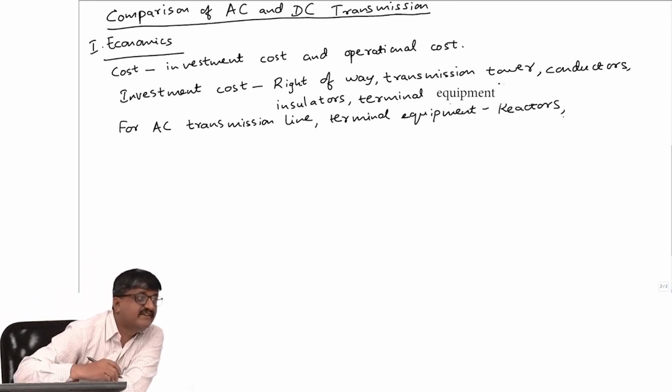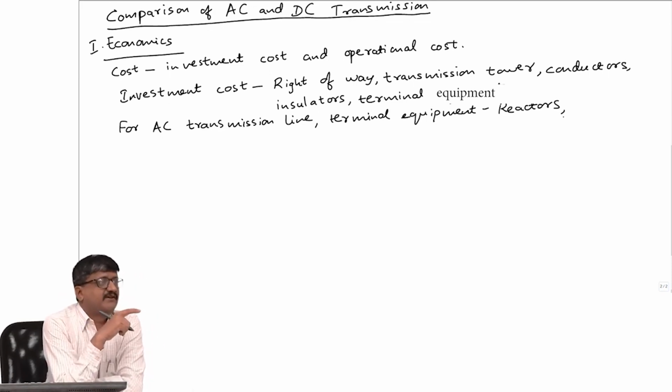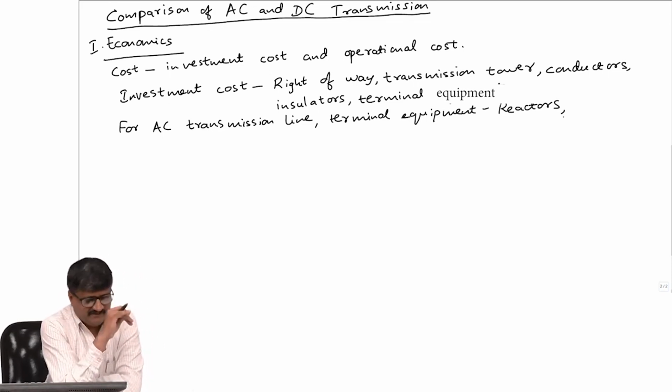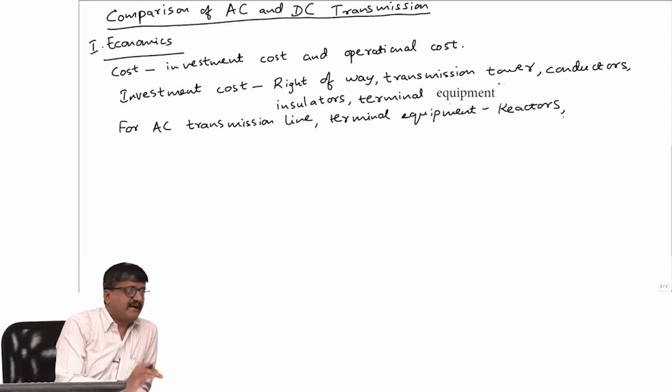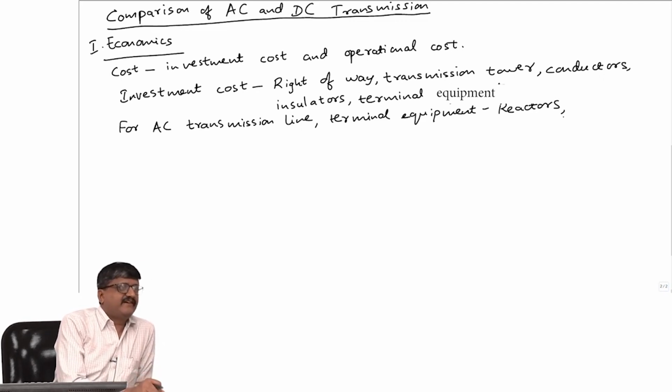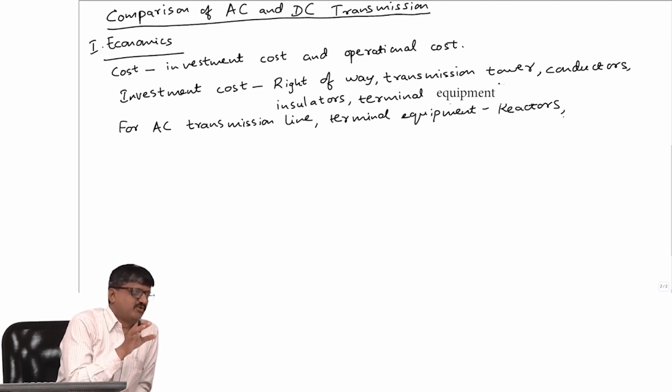Sorry? Why do we need reactors? Yeah, see, this is normally taught in a very basic course. If I have a transmission line, there is a shunt capacitance. Now, if I take long lines, there is an effect called what? Ferranti effect. Have you heard of that?